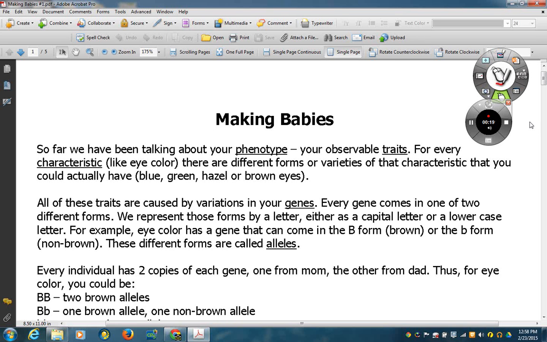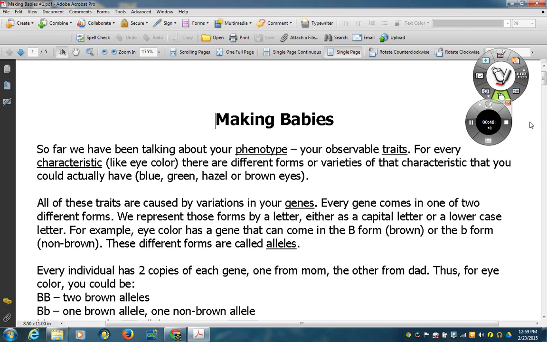Remember, the phenotype is what it looks like. The genotype is the actual letters, the actual genes. So far, we've been talking about the phenotype, or our observable traits, for every characteristic, like eye color. There are different forms or varieties of that characteristic that you could actually have. You could have blue eyes, green, hazel, brown eyes, and anywhere in between. All of these traits are caused by variations in your genes.